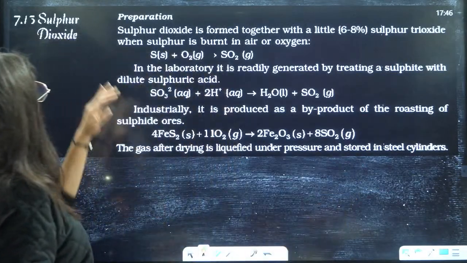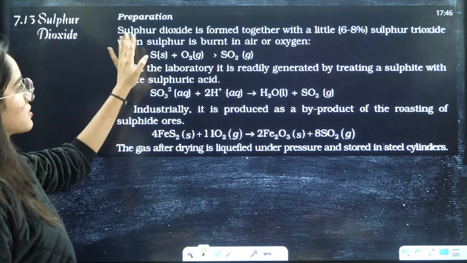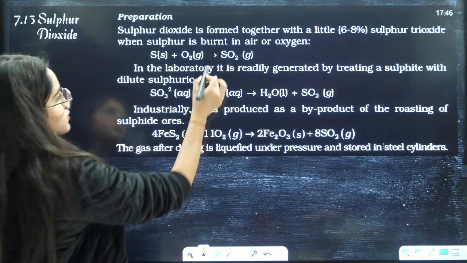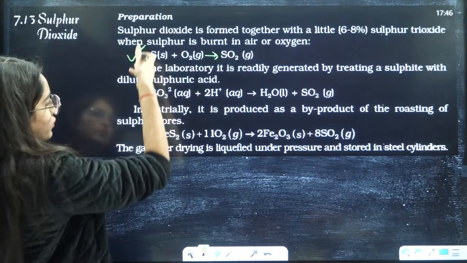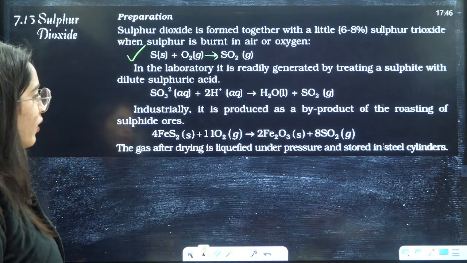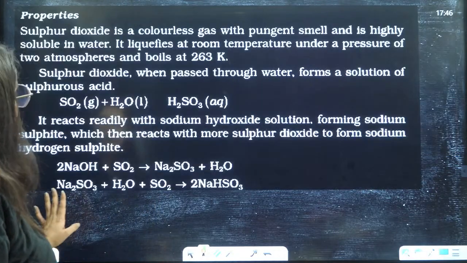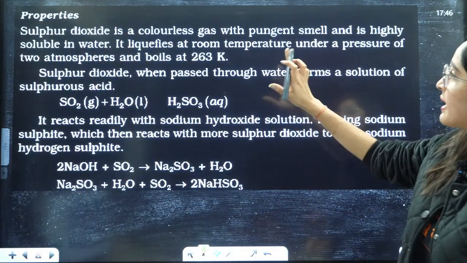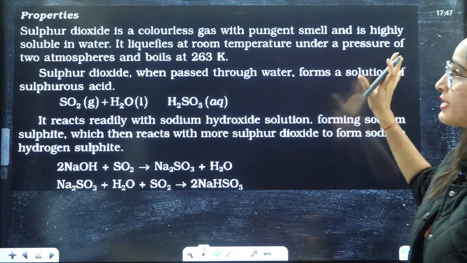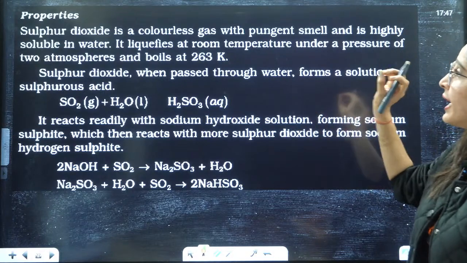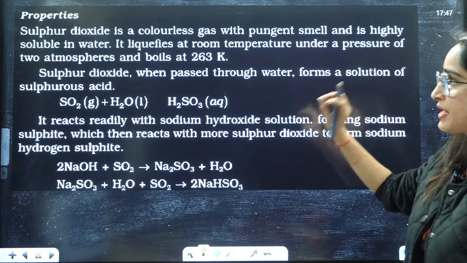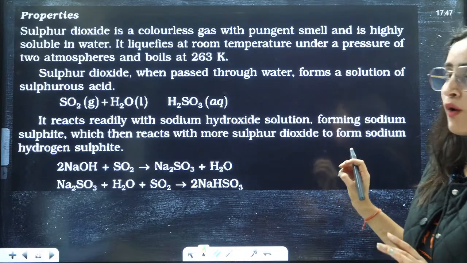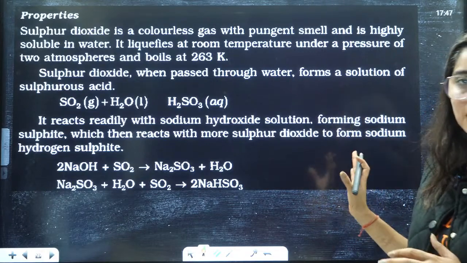So now let us see sulfur dioxide. This is the preparation of sulfur dioxide, as you can see. This we all know. Now what else is important for you? Let us see the properties. Sulfur dioxide is a colorless gas having a pungent smell and is highly soluble in water. It liquefies at room temperature under pressure of 2 atmosphere and boils at 263 Kelvin.